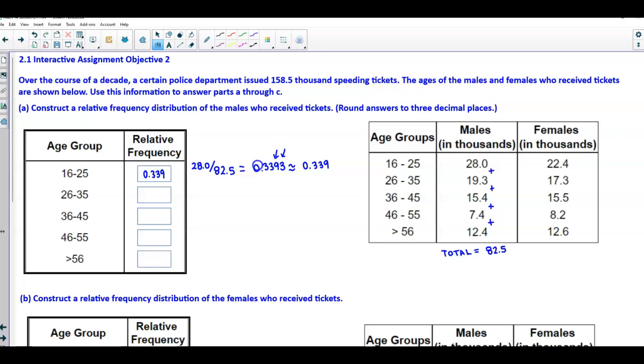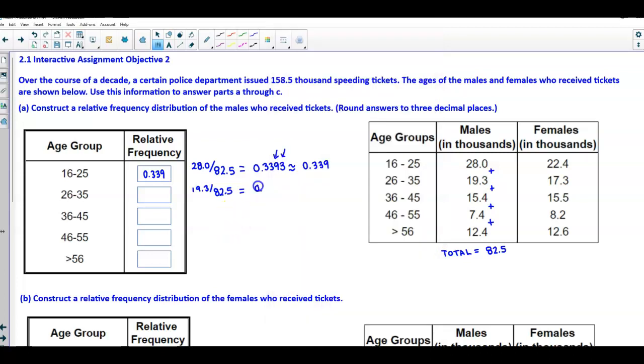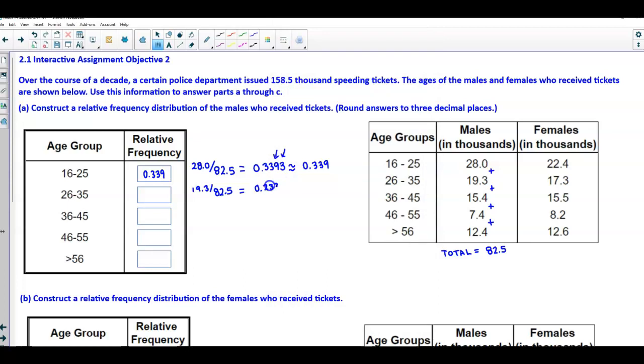Okay, the next age group is 26 to 35, and we have 19.3. So we're going to take 19.3 and divide that by 82.5. Let's see what happens when we do that. We get 0.2339. This is our rounding digit and this is our testing digit, so that means we need to round up for the 3. So therefore, we have 0.234.